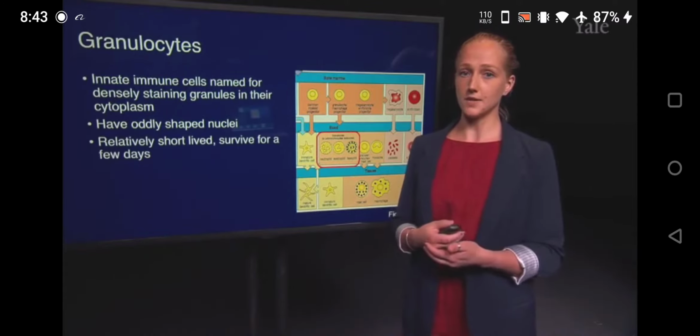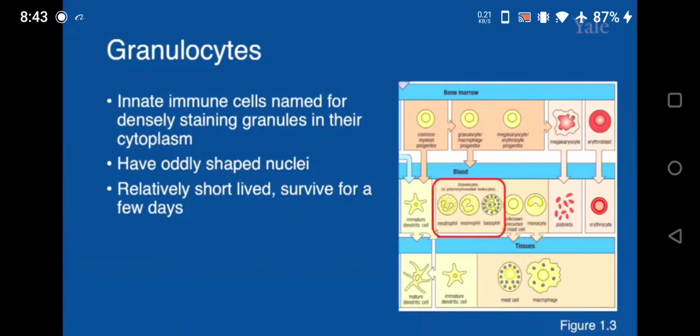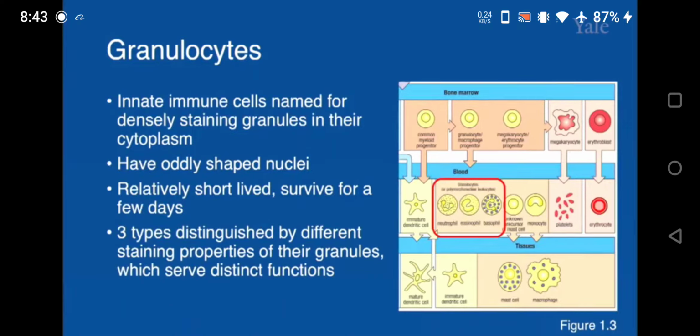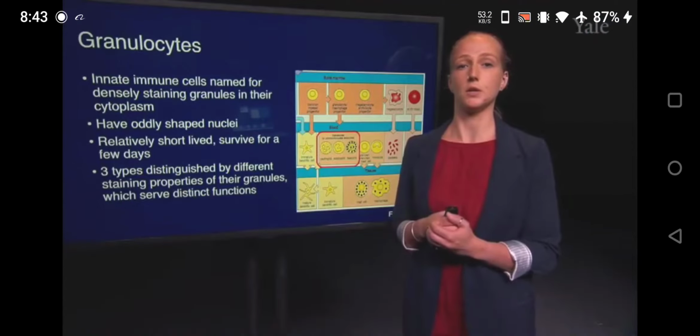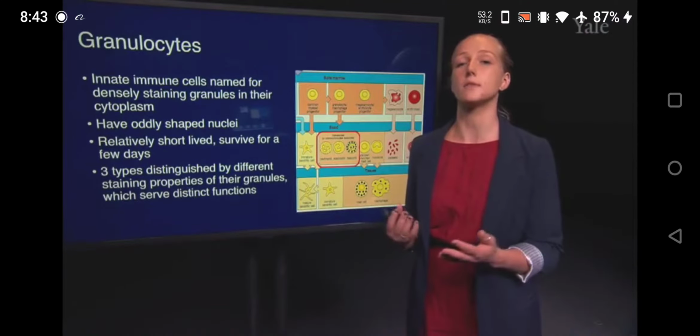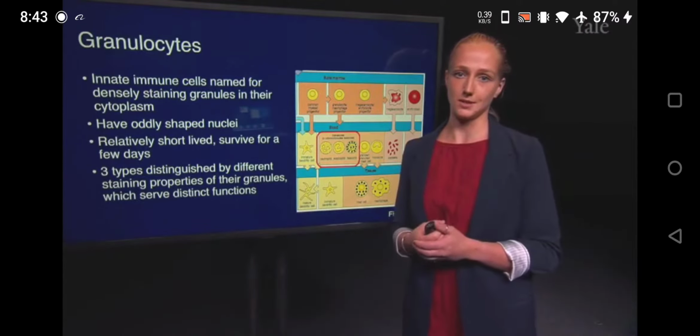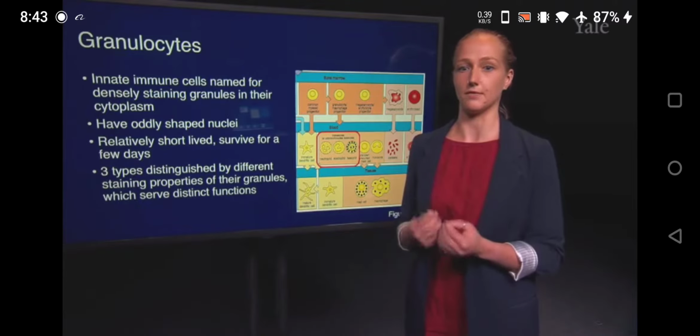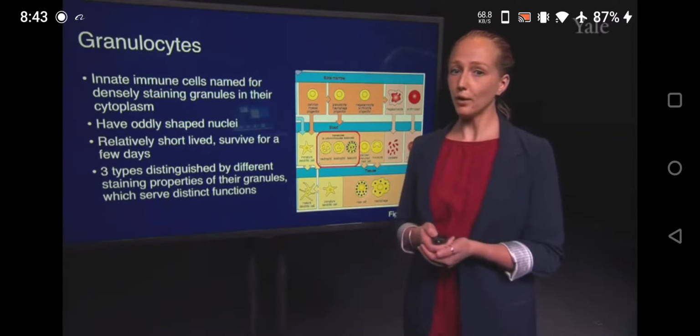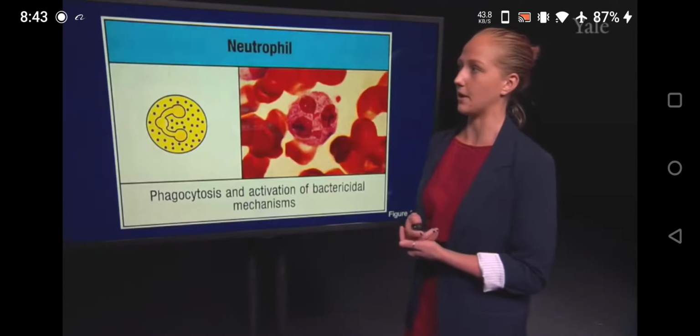In addition, these cells are very, very short-lived. They survive only for a couple days. And there are three major types of these that are specifically distinguished by different staining patterns of their granules, and they serve distinct functions. Now again, I want to emphasize that we'll be going through very broad properties of these three different cell types, and in future lectures on the innate immune system, we'll be delving more into their specific functions. Our first cell that we're going to briefly talk about is our neutrophil.